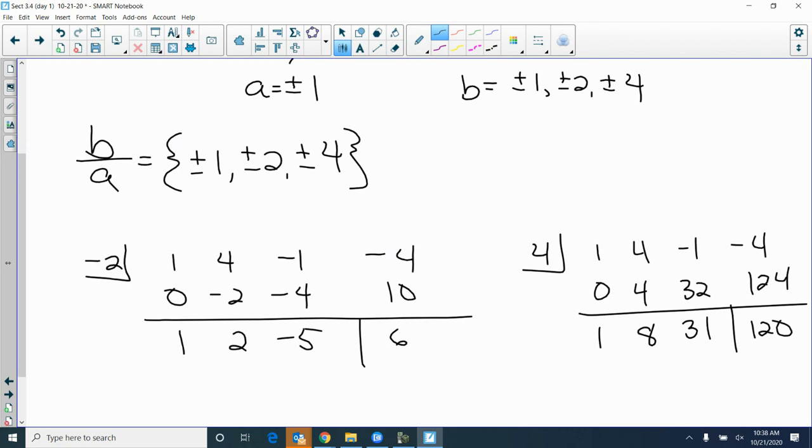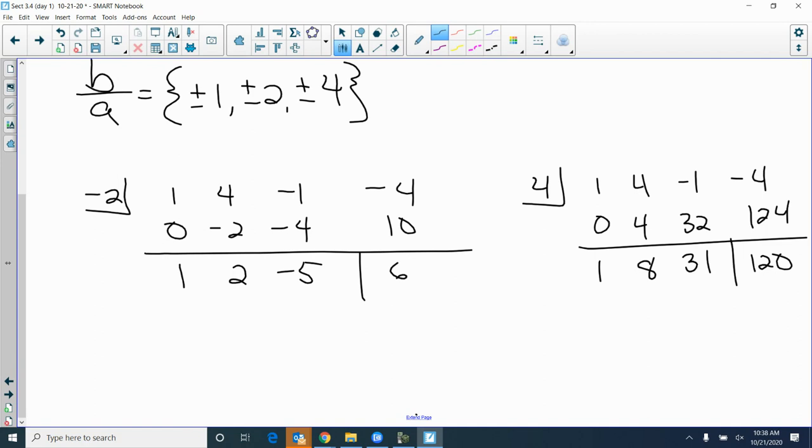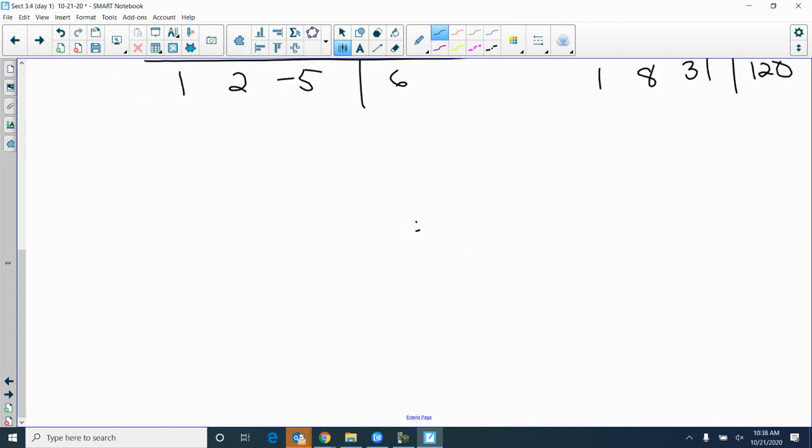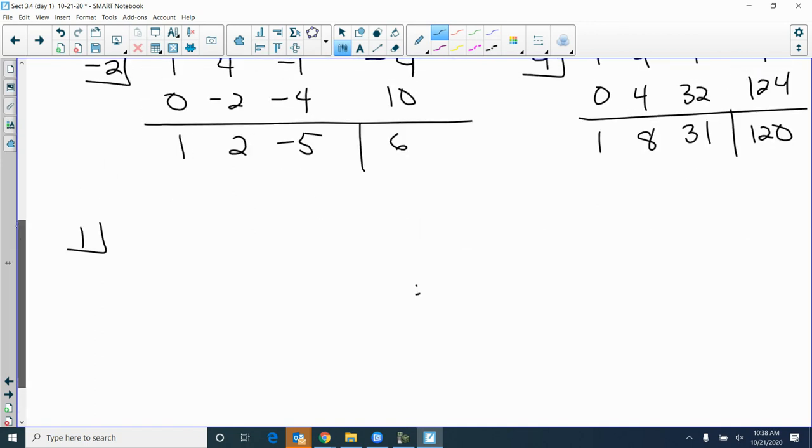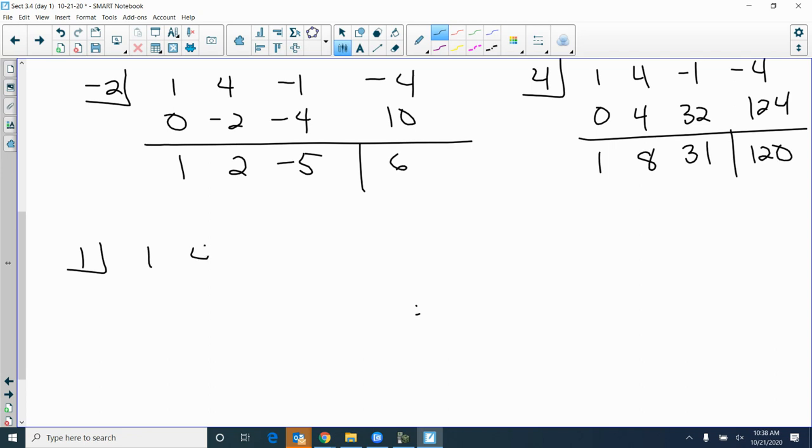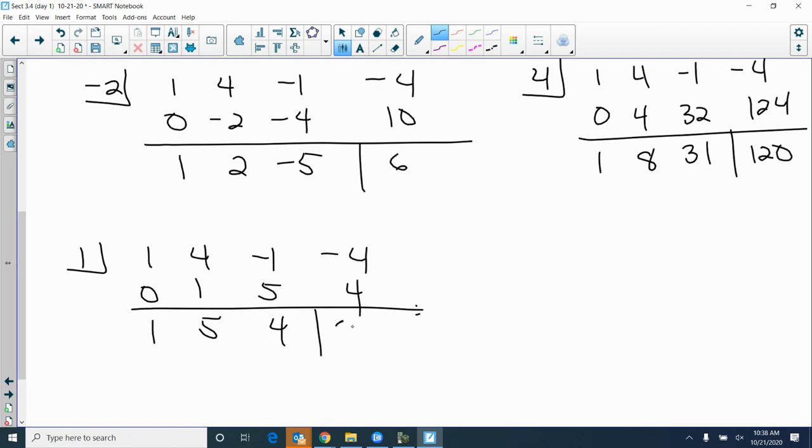Who's next? Josh? +1, he says. All right, so let's try +1. So +1, and I got 1, 4, -1, -4. And we got a match. Okay, so now once you get that, we can write it in the factored form.